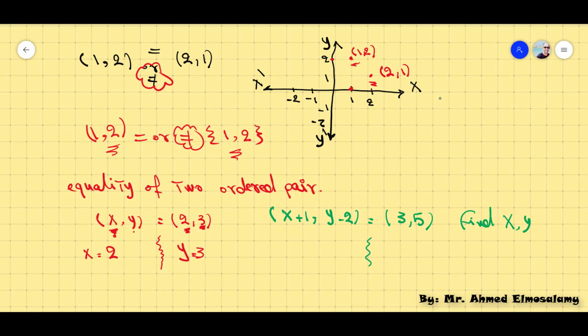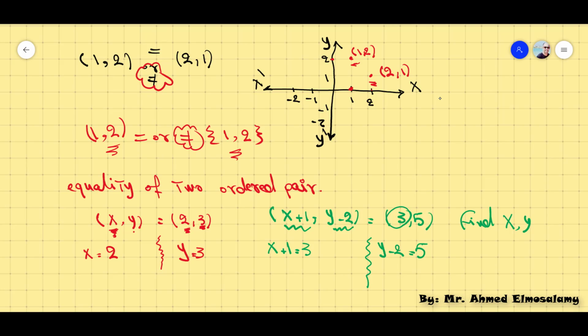First, make a line between them. The first projection here is x plus 1, excellent. Where is the second projection here? y minus 2 equals. Here, the first projection must be equal to the first projection. Therefore, x plus 1 equals 3. And here, y minus 2, what will it be equal to? It will be equal to 5.